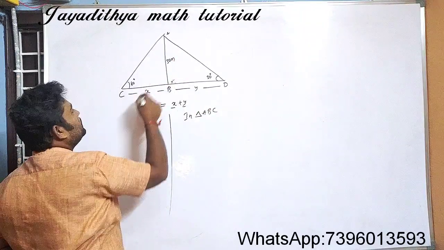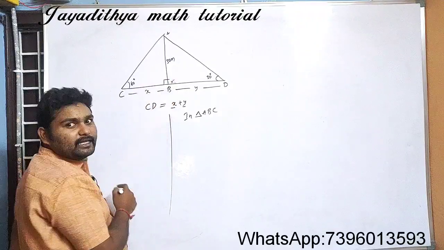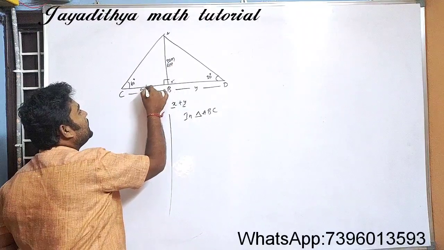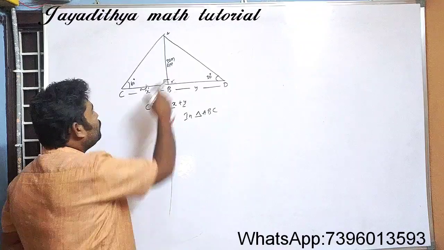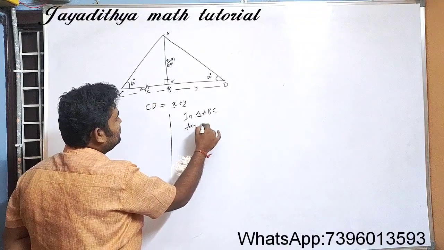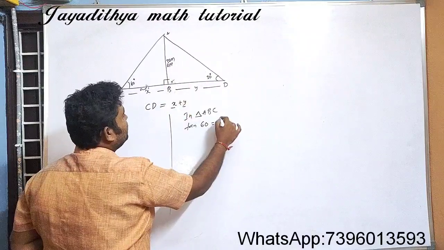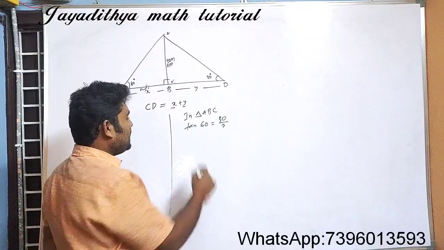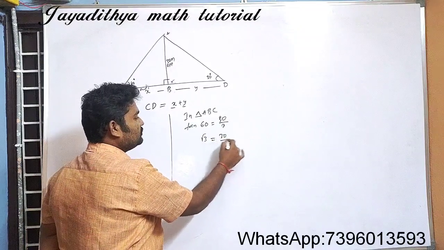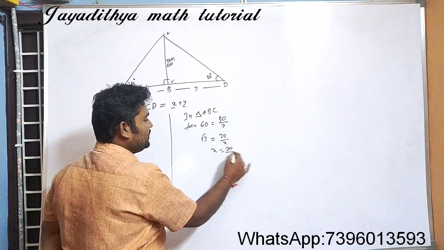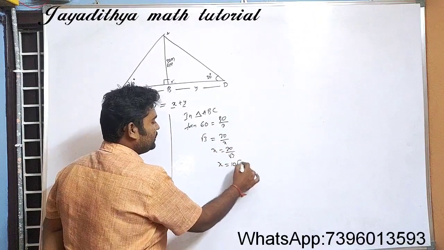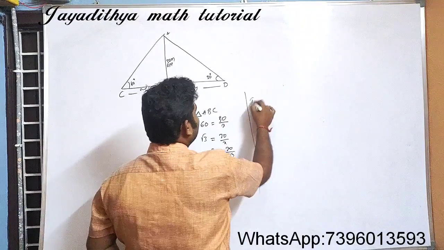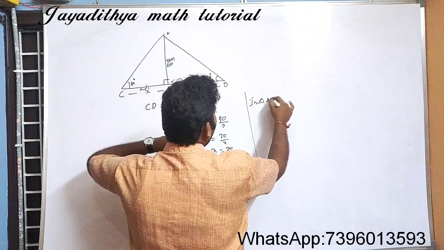So first, in triangle ABC, here it is 90 degrees. This is opposite and you need to find adjacent. So what ratio will you take here? You should take tan. So tan 60 is equal to opposite, that is 30, by adjacent, that is X. Tan 60 is root 3, so root 3 equals 30 by X. So X is equal to 30 by root 3, which is equal to 10 root 3 meters. Now go to the other triangle, that is triangle ABD.